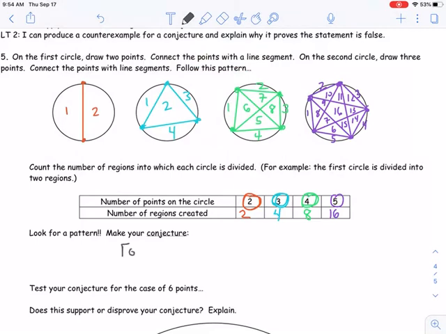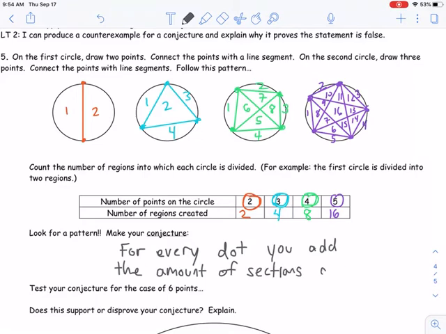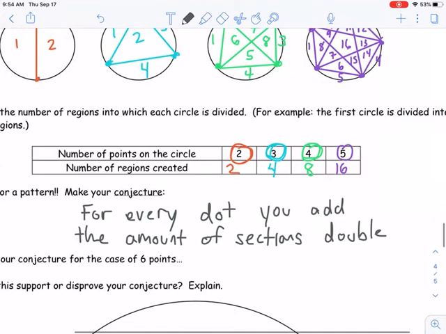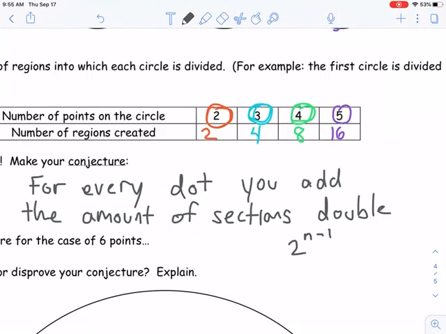For every dot you add, the amount of sections double. That seemed pretty fair. 2, 4, 8, 16. They're doubling. Alright? And this is actually 2 to the n minus 1. That'd be the formula.